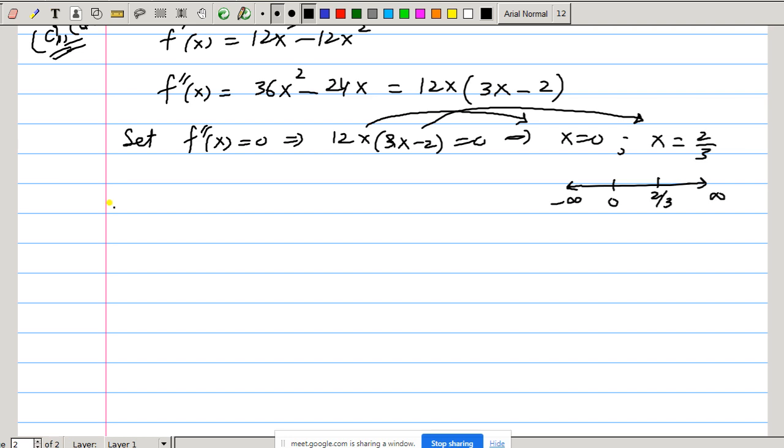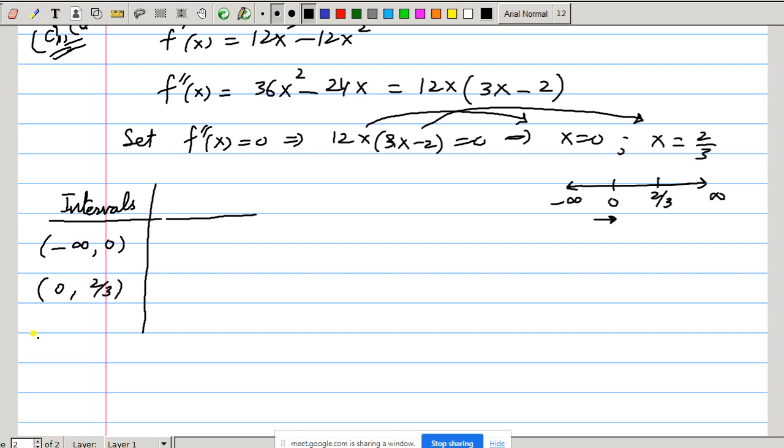You have to keep the position there. You don't write from 0 to minus infinity or from 2 by 3 to 0. Intervals go from left to right. So the first interval is from minus infinity to 0, then from 0 to 2 by 3, and then from 2 by 3 to infinity. Now I pick test points.